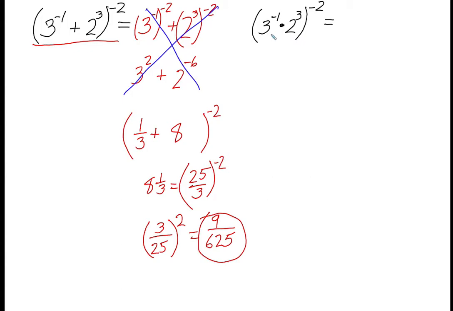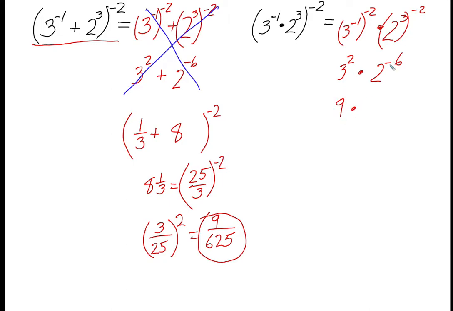Compare that to this one. When it's multiplication, we are allowed to apply the exponent to each thing separately. And so this becomes 3 to the negative 1 to the negative 2 times 2 to the 3 to the negative 2. And now we'll multiply our exponents and say this is 3 to the positive 2 times 2 to the negative 6. 3 to the positive 2 is 9.